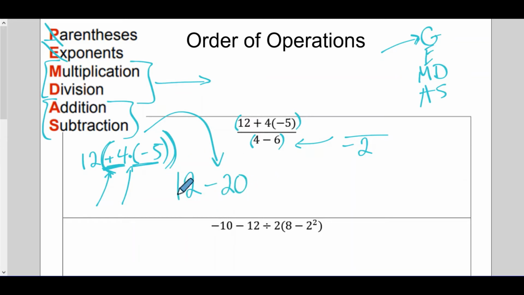So this turns into -8. I'm going to do that subtraction. That's -8. And a negative divided by a negative is a positive. So the final answer there would be a +4.